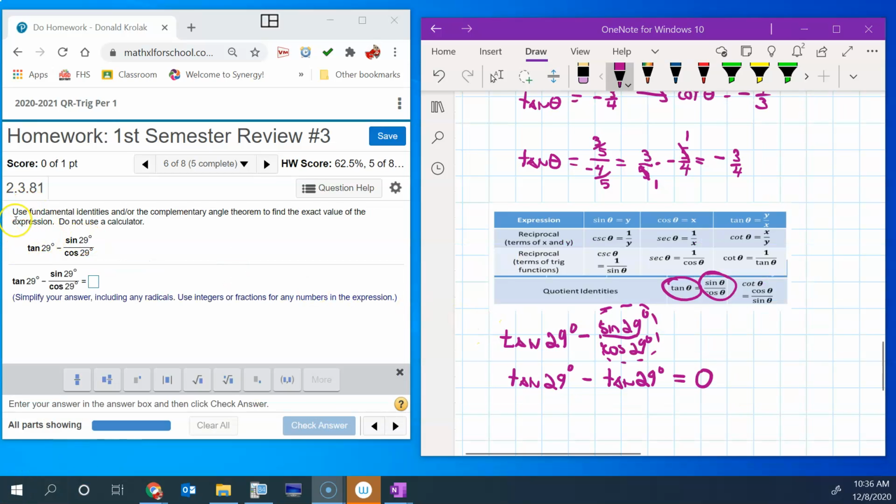So this question says use the fundamental identities and or complementary angle theorem to find the exact value of the expression. Do not use a calculator. So here's my expression, and what I did was I recognized that sine over cosine is the same as tangent. So I can rewrite this sine 29 over cosine of 29 degrees as tangent of 29 degrees. Now these two are the same. So when you subtract something that's the same, you're going to end up with 0.